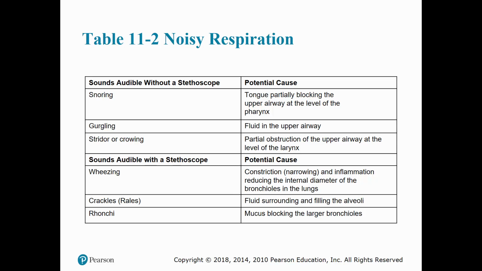Table 11-2 goes over some different noises that you may hear upon respiration. Sounds that you can hear without a stethoscope would be snoring or gurgling, which is indicative of some type of obstruction or fluid within the airway. Stridor would indicate partial obstruction of the upper airway around the level of the larynx. With a stethoscope, you can hear sounds such as wheezing, crackles, or rhonchi. Wheezing is constriction and inflammation within the bronchioles, crackles are fluid surrounding and filling the alveoli, and rhonchi is mucus blocking the larger bronchioles.